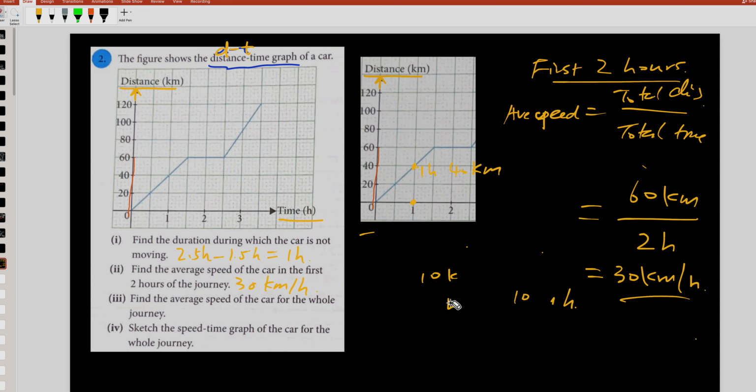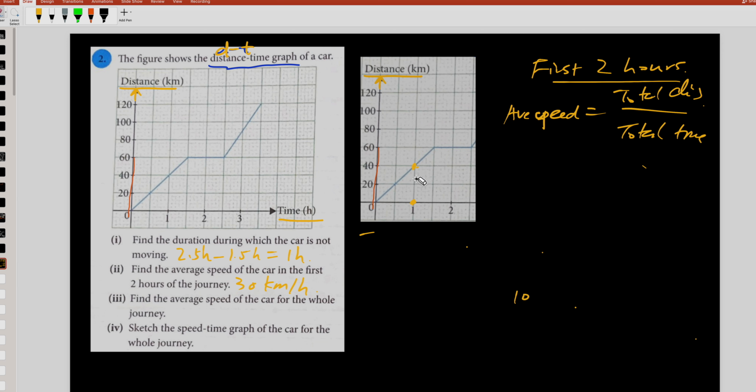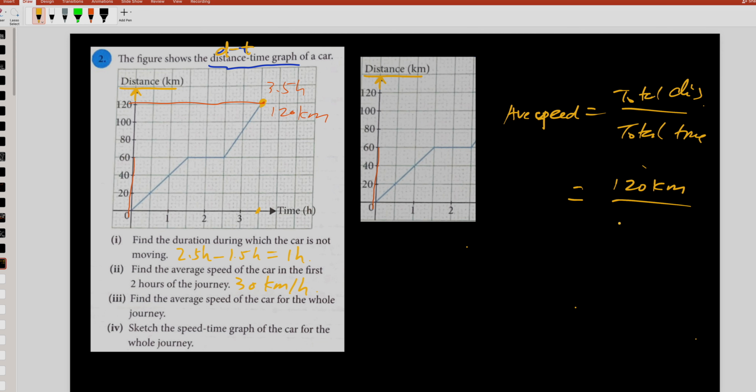Okay, part three. Find the average speed for the whole journey. For the whole journey, it's also very simple. Whole journey, how many hours? 3.5, right? So that means you are supposed to reach this point. What is this point? 3.5 hours and 120 kilometer, right? Substitute in. Total distance, 120. Time, 3.5 hours. Can you help me out?